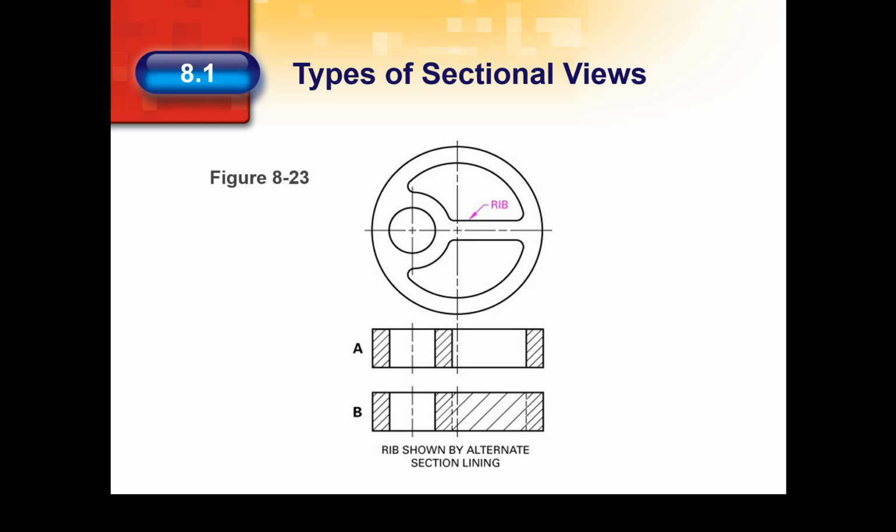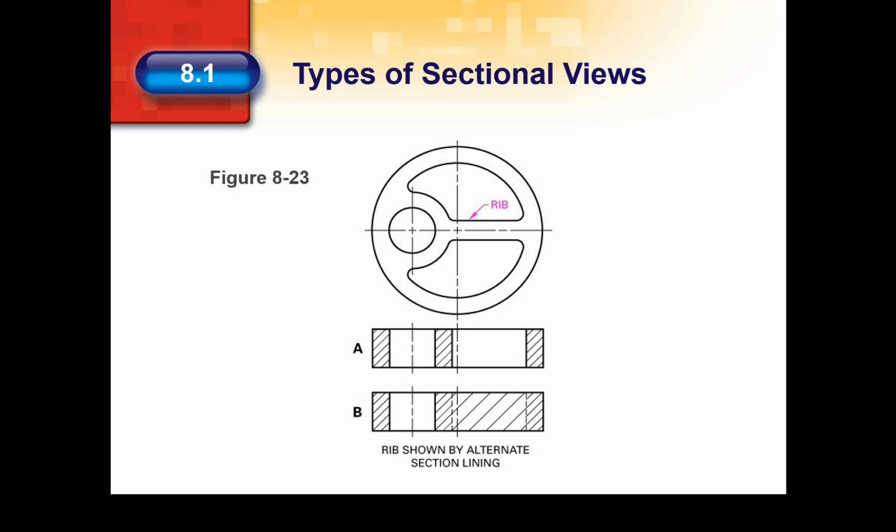Alternate section lining is a pattern made by leaving out every other section line. It can be used to show a rib or another flat part in a sectional view when that part otherwise would not show clearly. In Figure 823a, an eccentric piece is drawn in section. An eccentric piece is one that has two or more circular shapes that do not use the same center lines. A rib is visible in the top view, but in the sectional view it is not shown by section lining. The omission of section lining is standard practice with a flat part such as a rib.